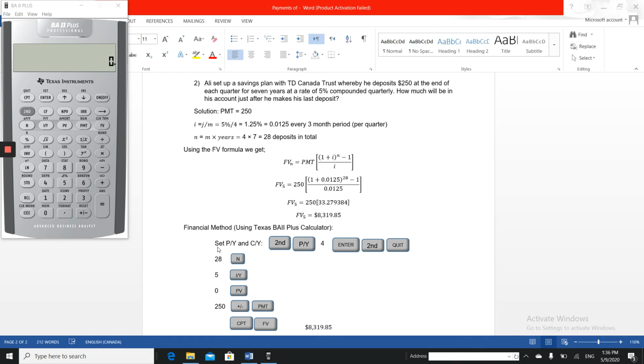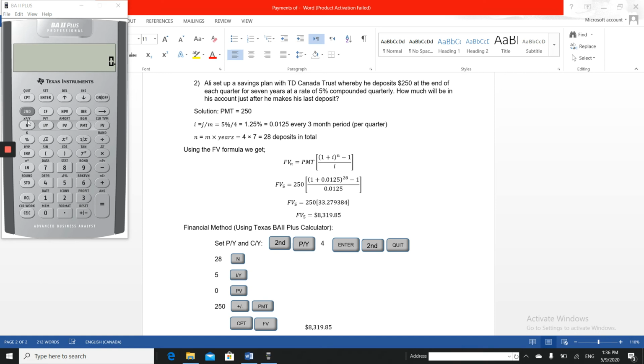I can solve the problem by using the financial method also, by using the financial calculator. First, I need to set PY and CY. PY is the number of payments, CY is the number of compounding. Because here we have an ordinary simple annuity, the number of payments and the number of compounding are the same number. Both of them are 4.